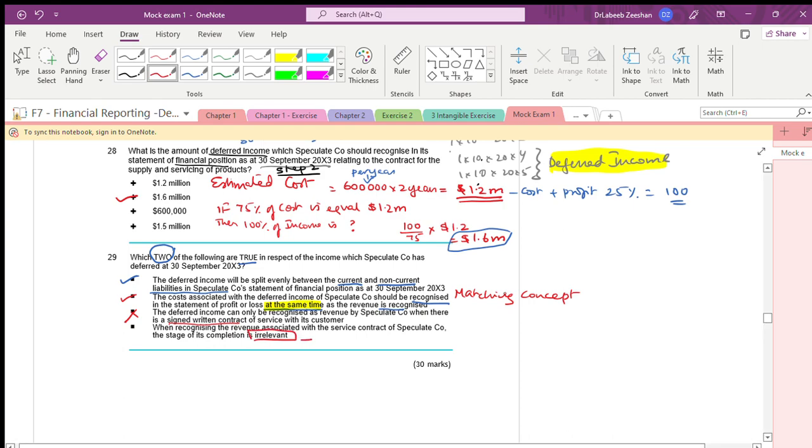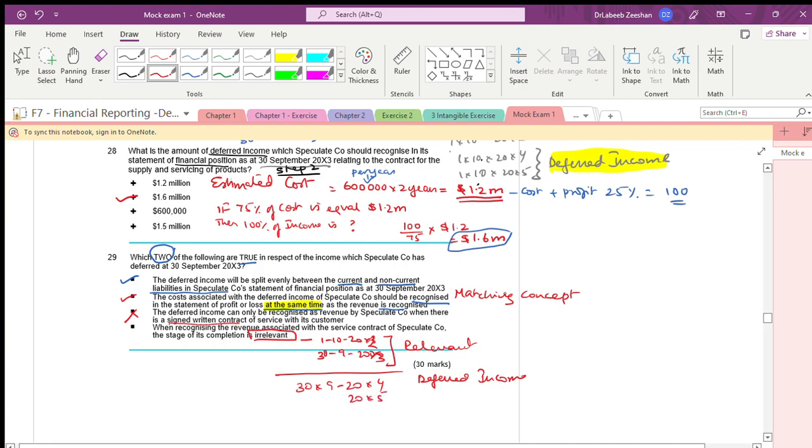We have done it. See, first year we have done 1st October 2002 to 30th September 2003. It is relevant. Is it right? It is very much relevant. We cannot say no, it is irrelevant. When recognizing the revenue with the service contract, the stage of completion is not irrelevant. See what we have done, deferred revenue. We have said it is a deferred income. When we say deferred, we have divided. We have taken 30th September 2004, 30th September 2005.